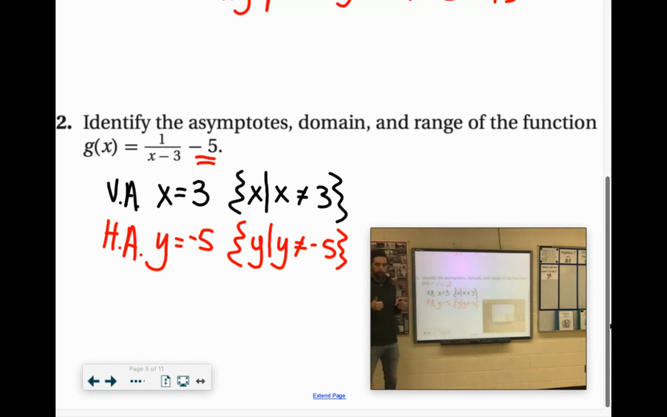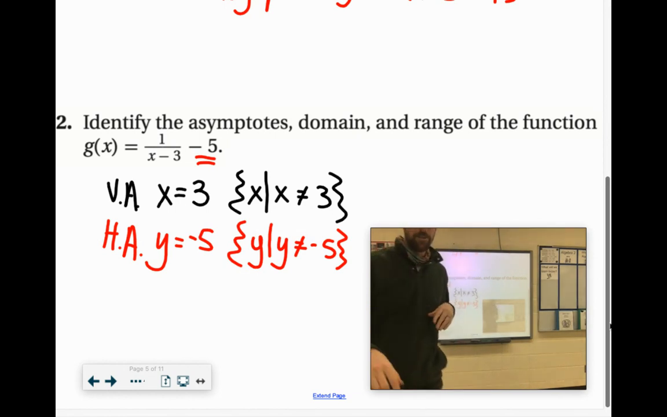Cool. It's weird because the negative 5 shifts it down 5, but it's your horizontal asymptote. So that can be a little confusing for the brain.